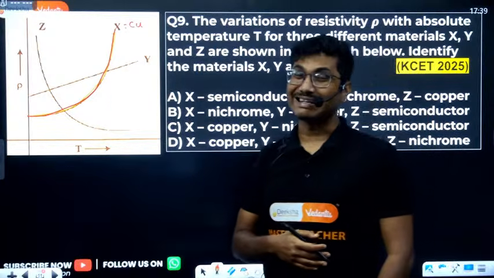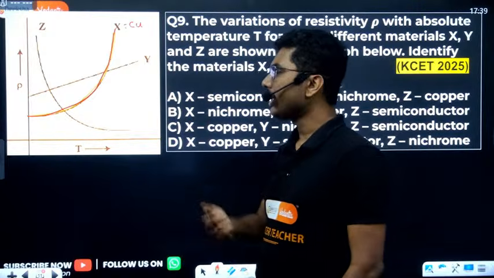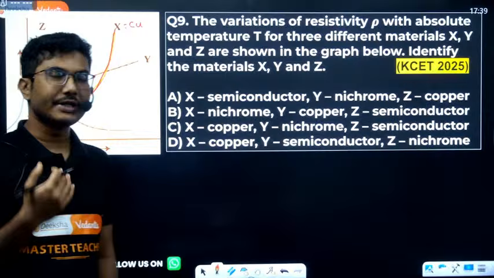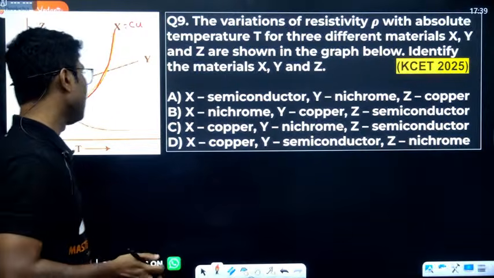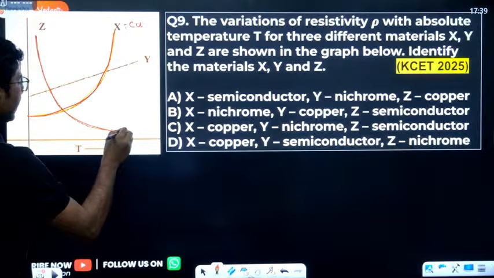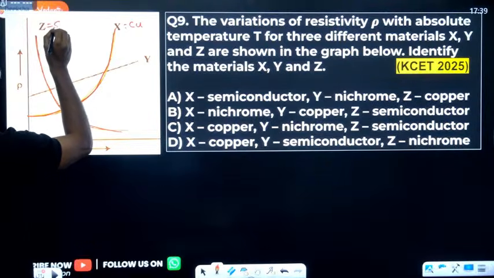For semiconductors, as you increase the temperature, the resistivity decreases. It becomes a better conductor. So resistivity decreases for a semiconductor. So definitely Z represents the semiconductor.